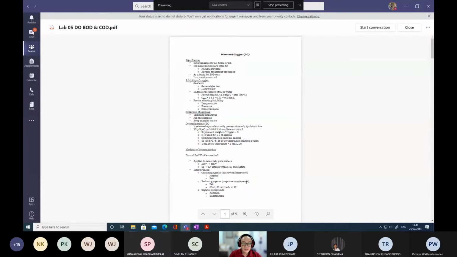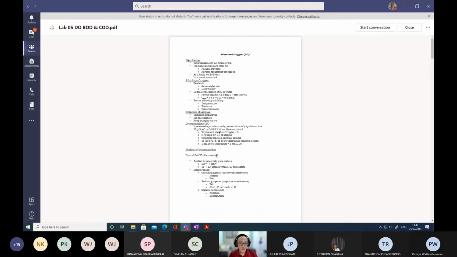The dissolved oxygens, we usually measure these parameters in the case of surface water, and also sometimes during the BOD analysis. The BOD analysis, we will talk about that again after the midterm examinations, but for this week, we will focus only on the dissolved oxygens. In the BOD analysis, we also have to measure the dissolved oxygens.